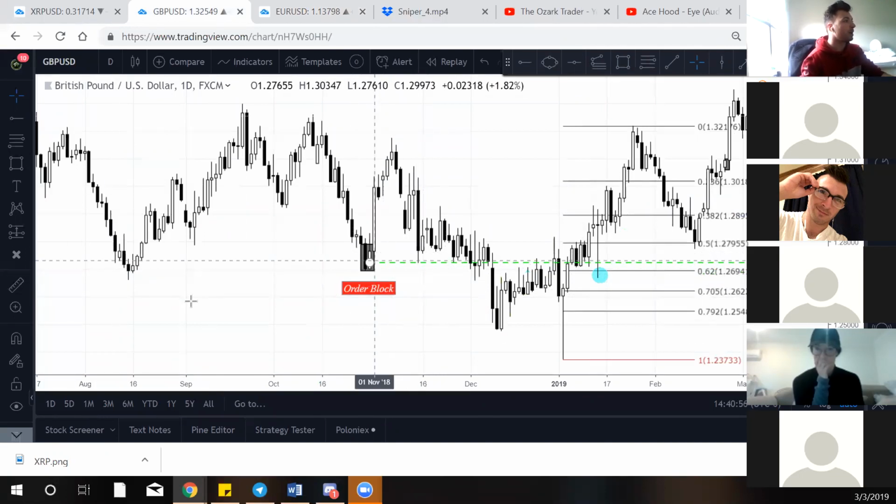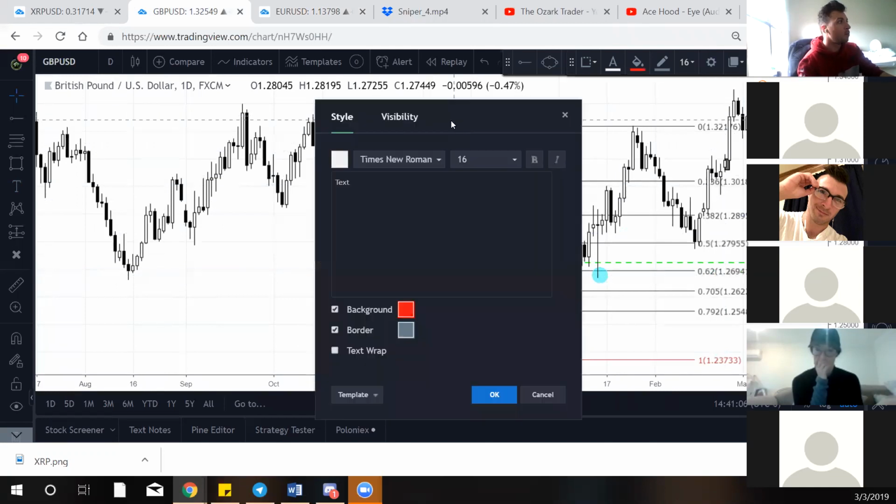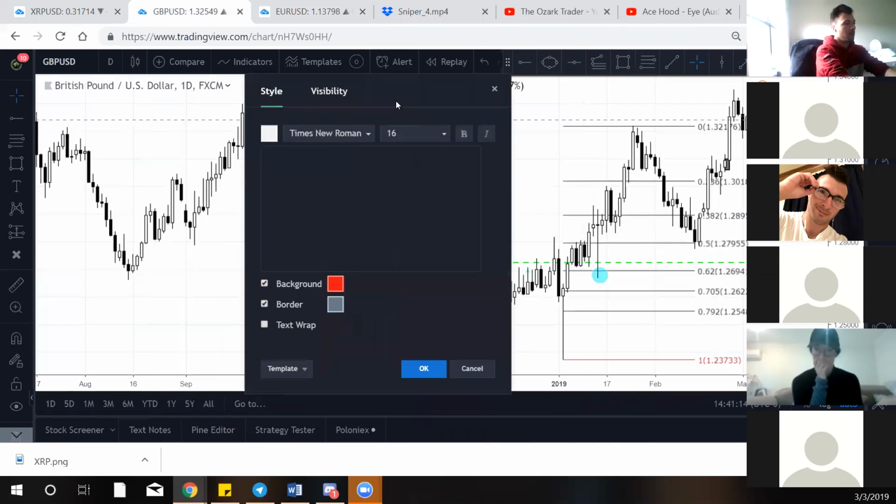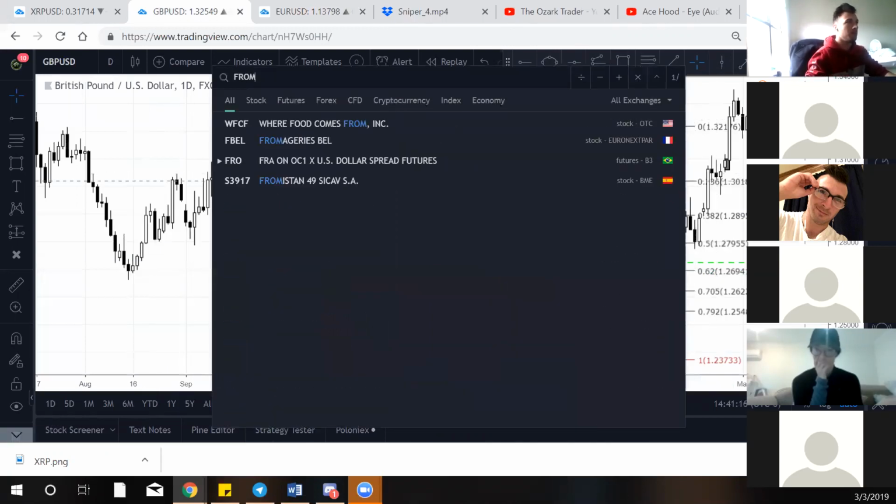Okay, so since we have that order block, we qualify for this specific move, 62%. Okay, how do we go and draw our Fibonacci tools? Here's how we do it.